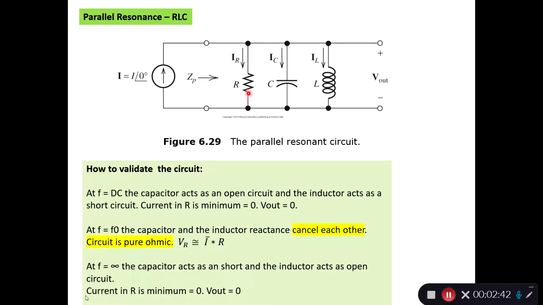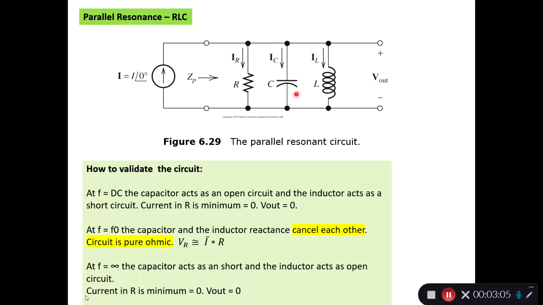All currents from the source will actually go through the short, and therefore the current in the resistor is 0 because it's all going through the inductor. So we'll get a V out of 0 because there is no current times the resistor to give an output. Then we consider the resonance frequency.